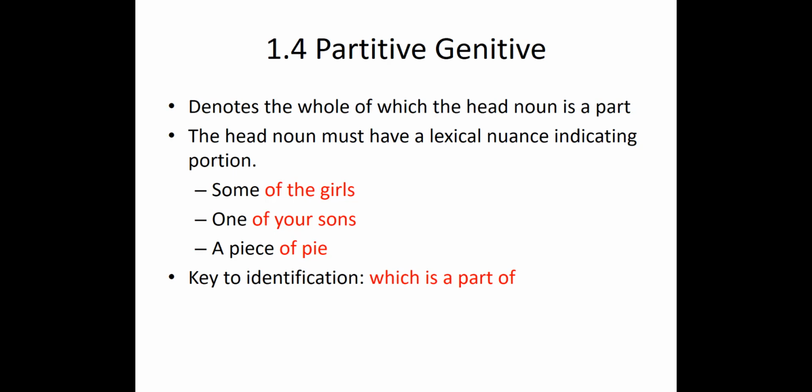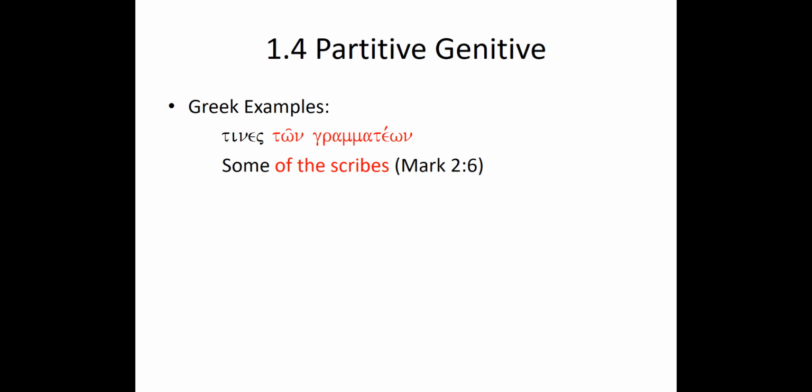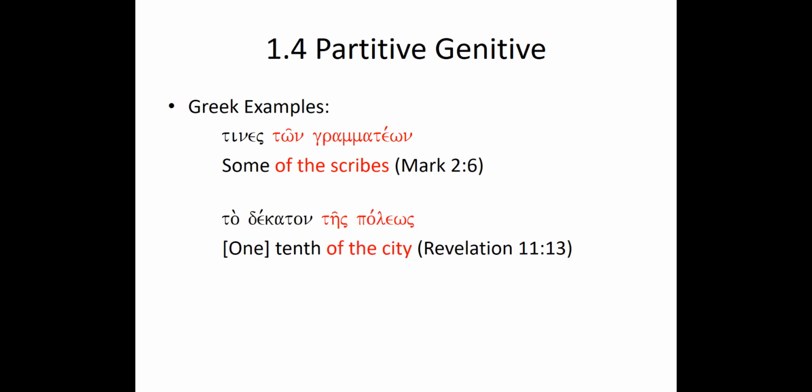See if you can add the phrase, which is a part of, and you probably have a partitive genitive. Tines ton grammateon. Some of the scribes. The genitive expresses the whole, the group of scribes, and then the head noun expresses some portion of that. Ta dekaton tes poleos. A tenth of the city. So this is partitive genitive. It expresses the whole of which the head noun is a part. Because the genitive is the part that expresses the whole, some syntax volumes will at least put in parentheses that this is a wholative genitive. The terminology of partitive genitive is pretty typical, so you should definitely get used to it.